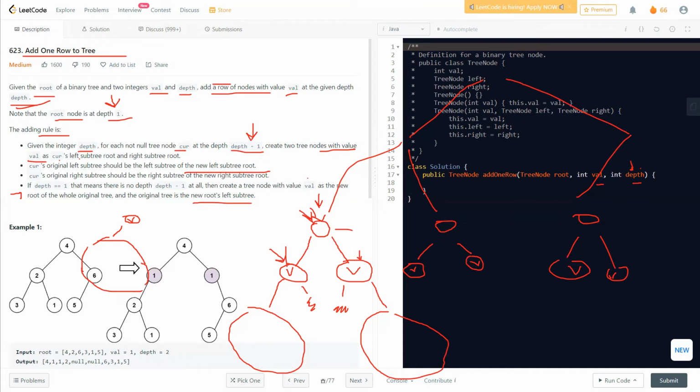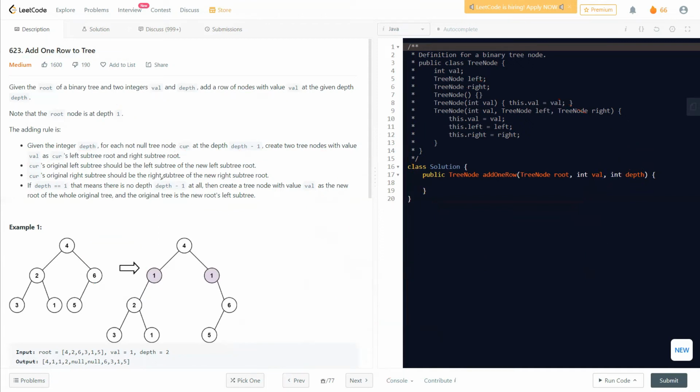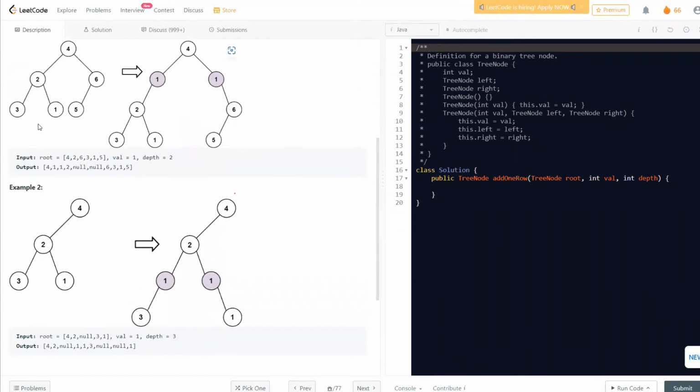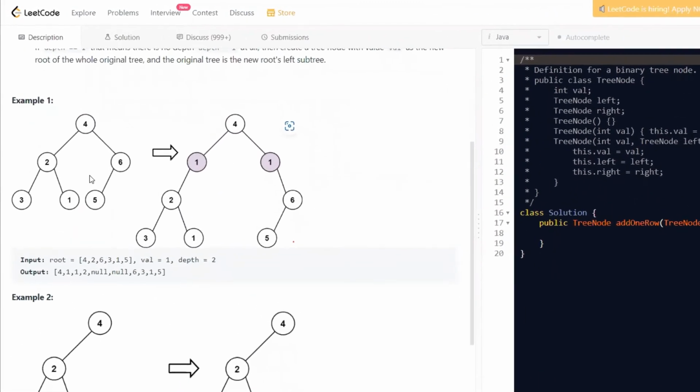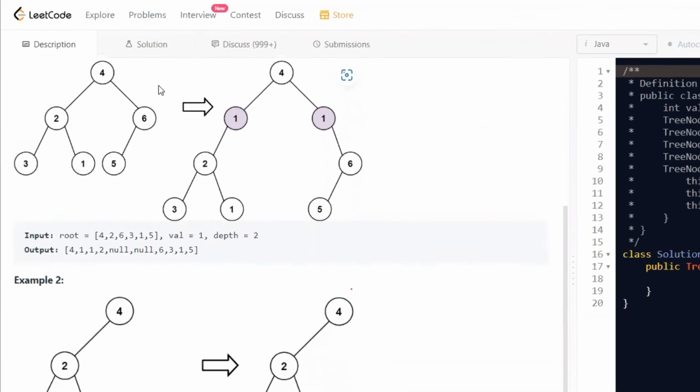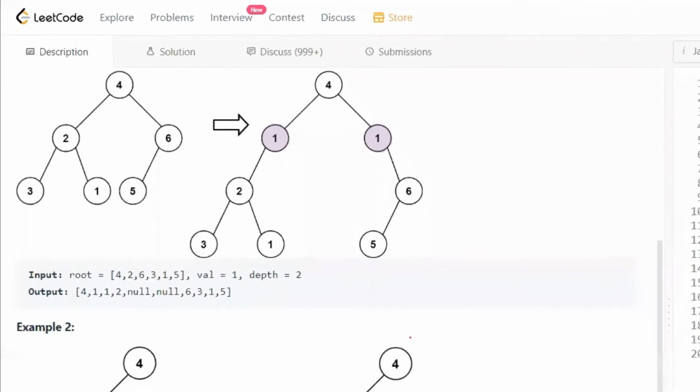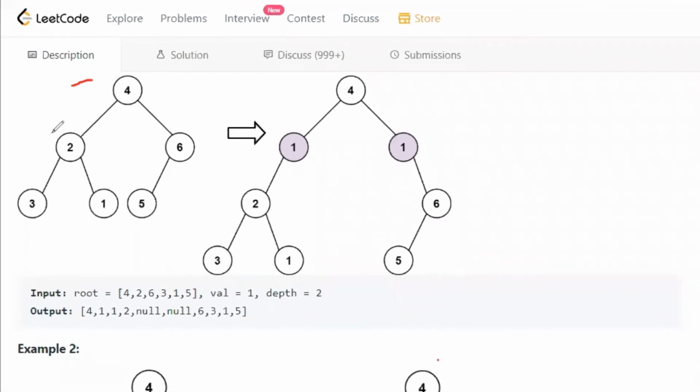Now, this is pretty simple. If I just show you the example given to us, you can find something like this. Say we are given initially the root being 4, then 2 and 6 are the left and right, and on the left of 2 there's 3 and 1, and there's 5. Fine. Now what do we need to do? We have a value 1, so that is the new node we should create, the node val is 1.